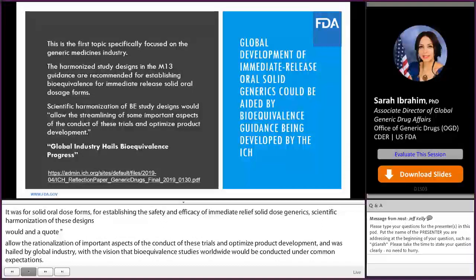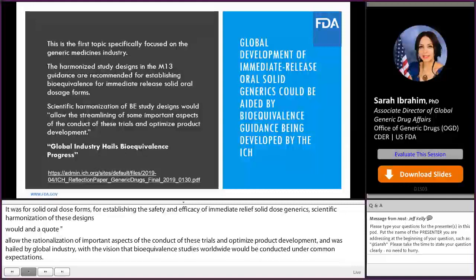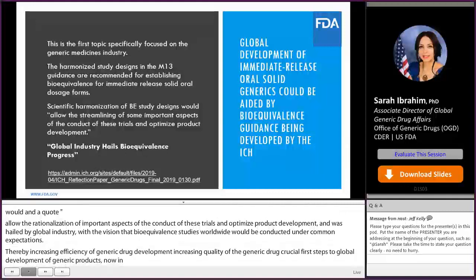Now, in addition to engagement with ICH, OGD continues leading efforts in numerous working groups within the International Pharmaceutical Regulators Program and global bioequivalence harmonization initiatives.